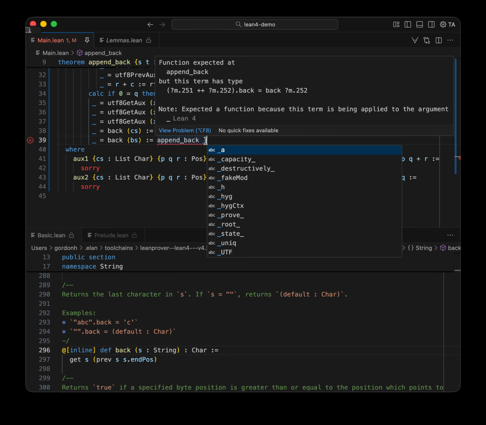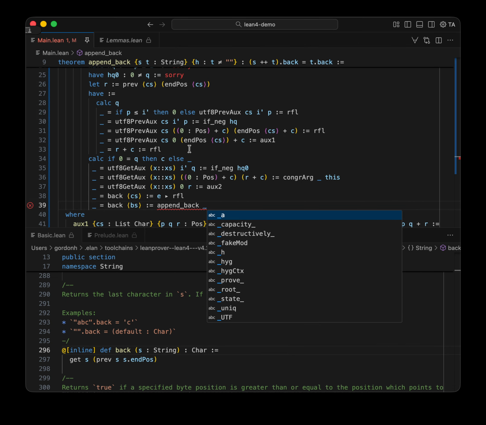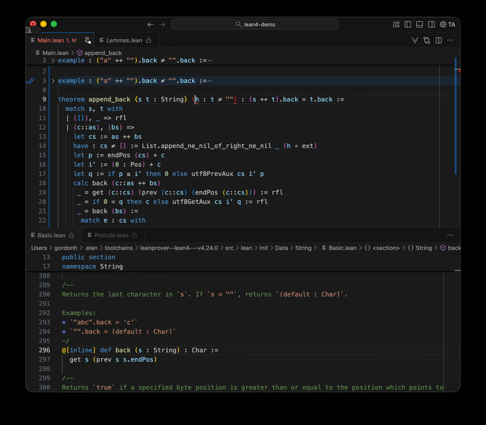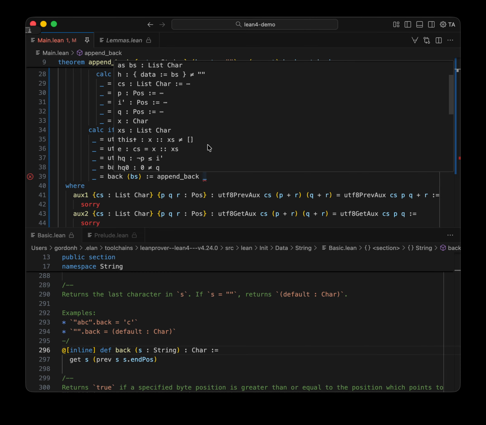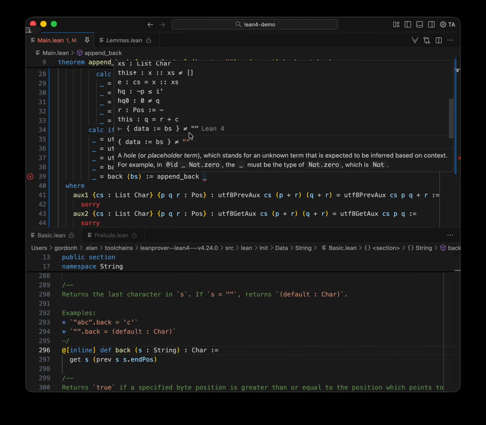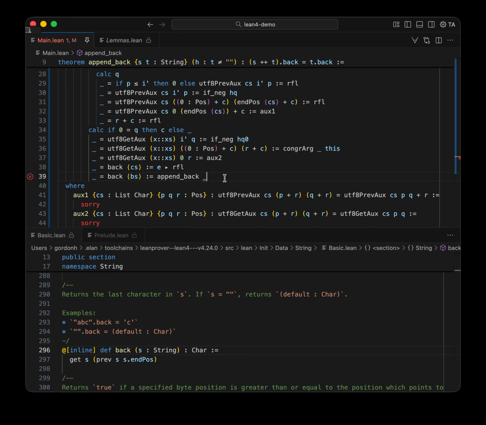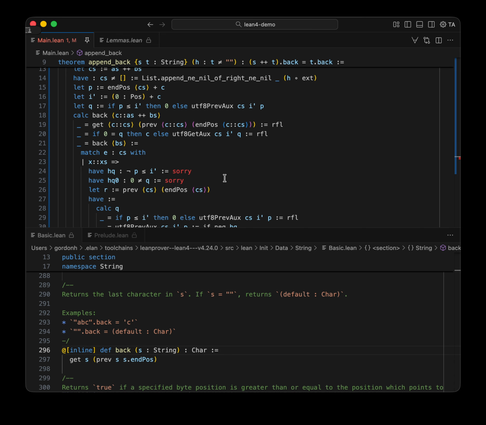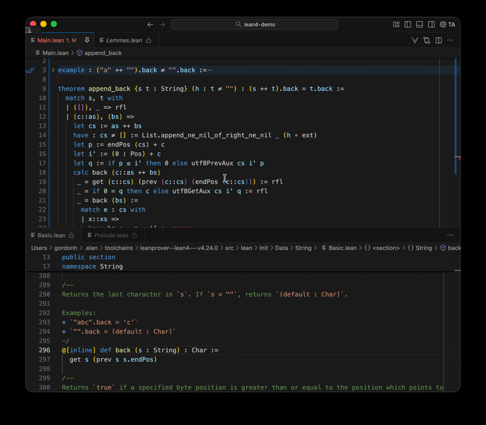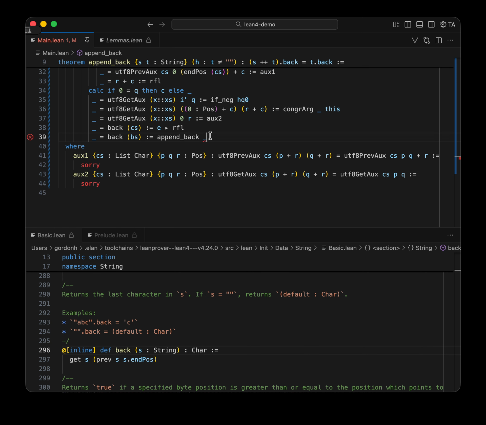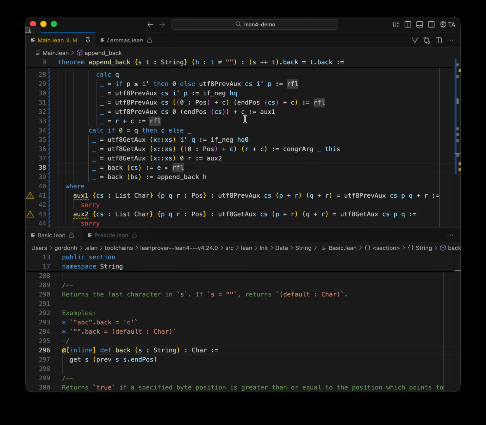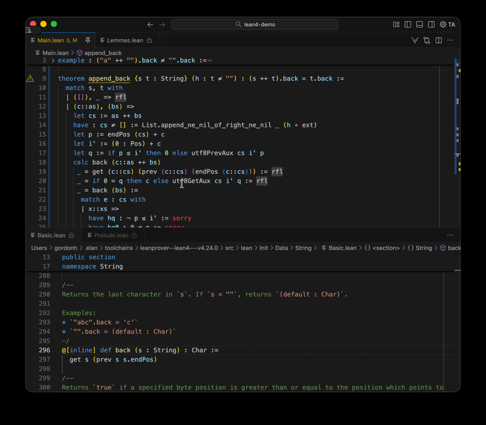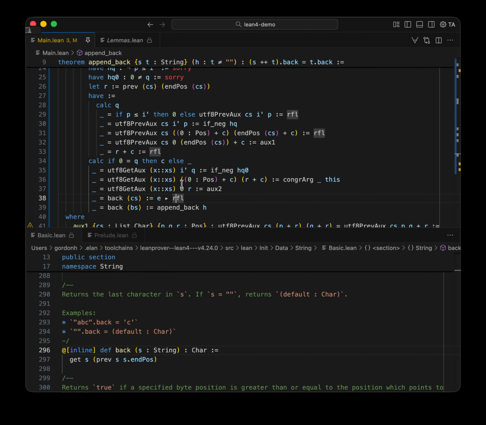Something's missing. Oh, it should be an explicit argument. What we have here is BS not being empty. Don't we have a proof of it somewhere? Exactly the case of H. That is just H. Great. How many goals do we have here? Okay, we'll have to close these things. Let's start with this.